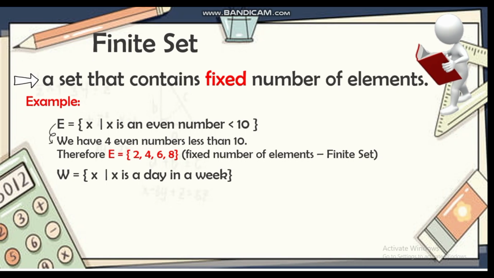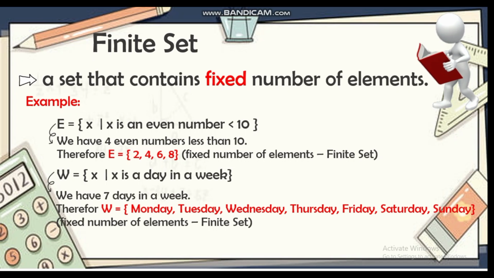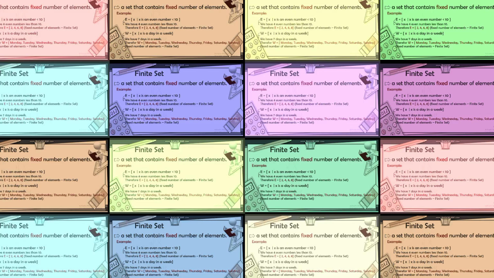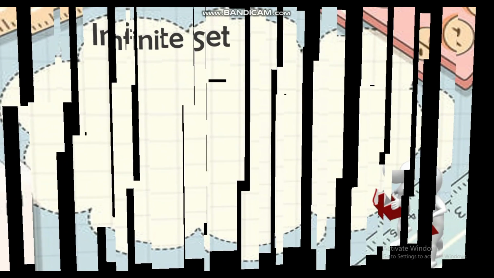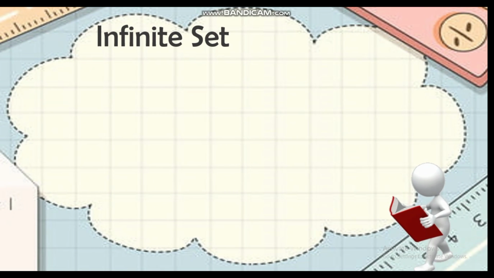Another example, we have set W. Set W is the set of all x such that x is a day in a week. So, unsa man ang mga days in a week? No? So, we have 7 days in a week. So, therefore, set W is equal to Monday, Tuesday, Wednesday, Thursday, Friday, Saturday, and Sunday. So, fixed number of elements. So, kung naa tay finite set, naa pod tay kabaliktaran niya.